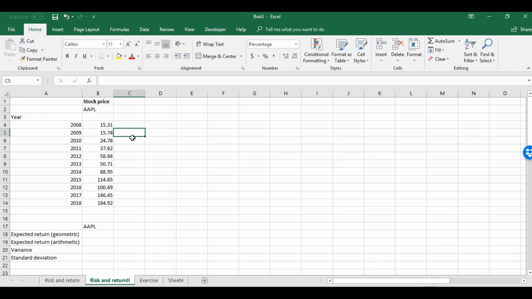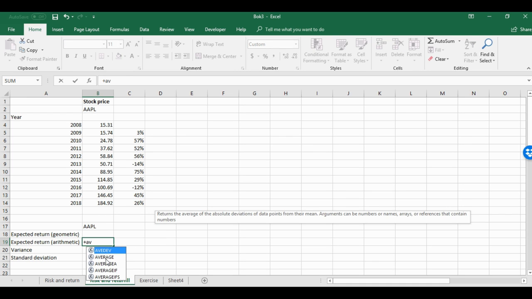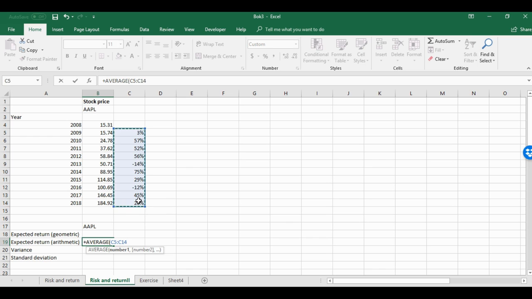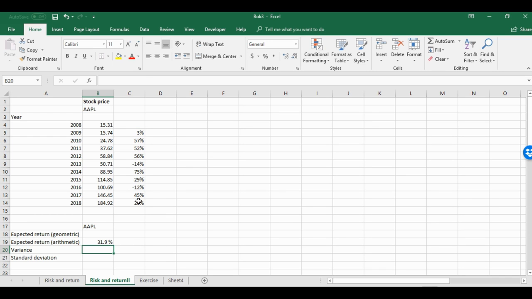To calculate the return for any given year, you take the price of that year over the price of the previous year minus 1. We drag the formula down to calculate the rest of our data. Now we take the average of our returns. This gives us an arithmetic return of 31.9%. The number will come in handy later when we are calculating variance and covariance.